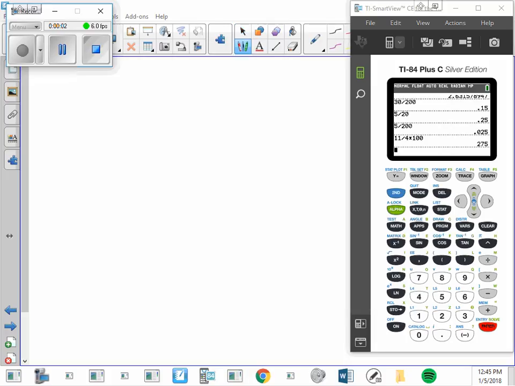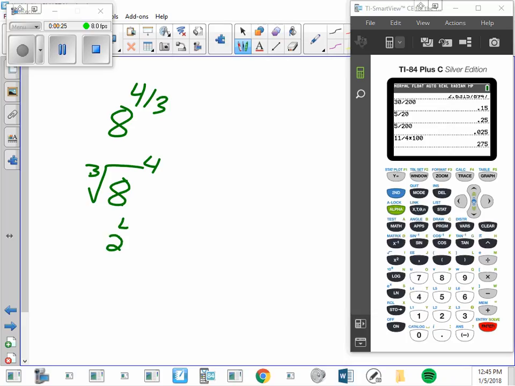Today we're going to work on 4.2, and it deals with exponents and radicals. So just as a review, 8 to the 4/3. How would you write that as a radical? Third root of 8 to the 4th. If you look at it this way, what is the third root of 8? 2 raised to the 4th would be 16.